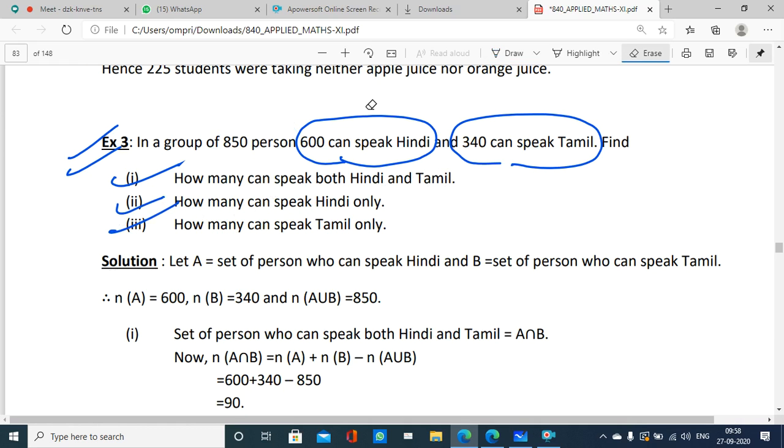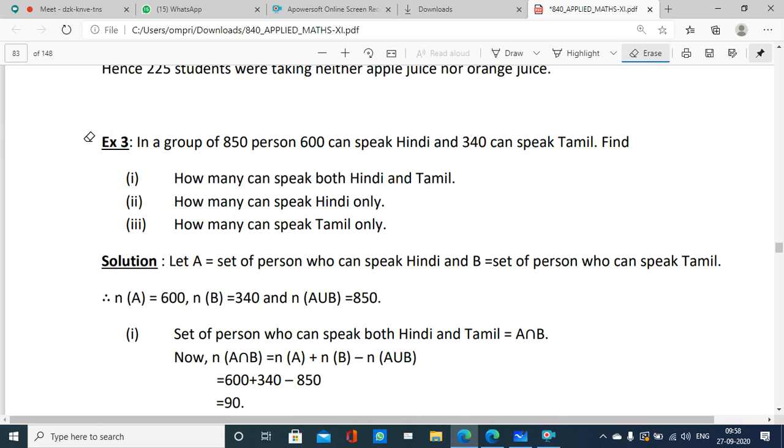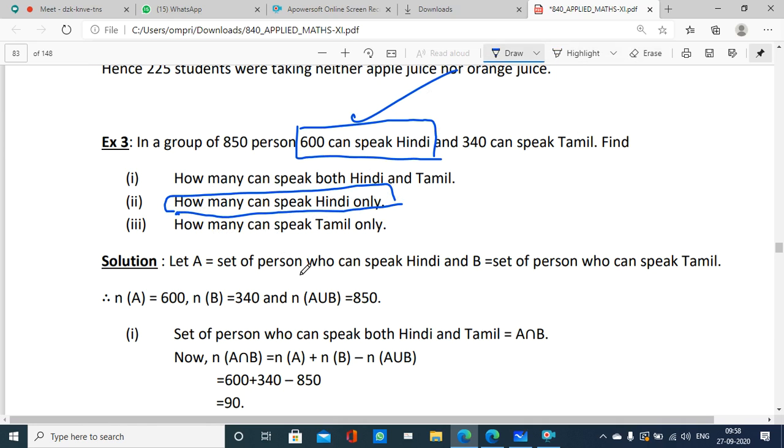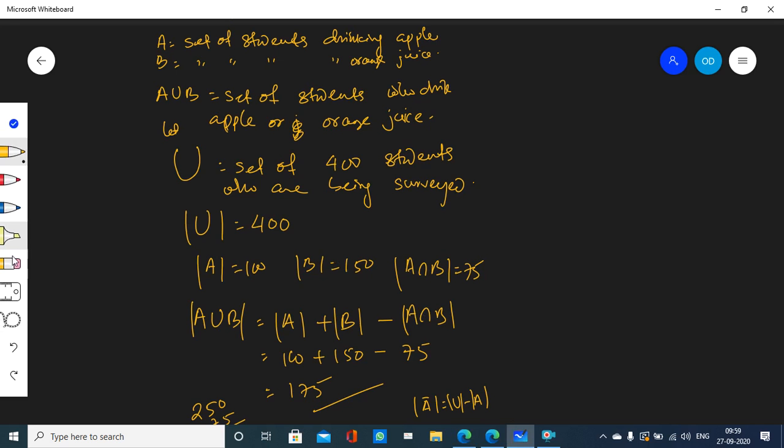Well, let me ask you one more thing. You see here that it is written that 600 people can speak Hindi. Then why is it asking you how many can speak Hindi only? What does that mean? Can anybody tell me? It is given that 600 people can speak Hindi, but why is it asking how many can speak Hindi only? Well, the word only is there. Because you see, if I say, let me erase it.